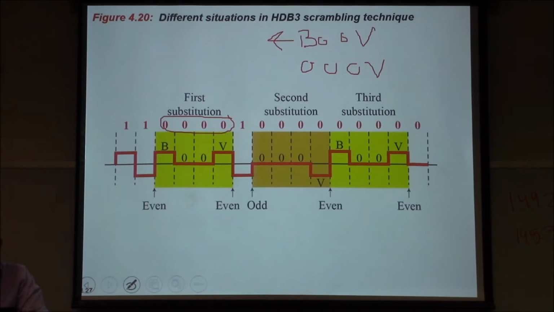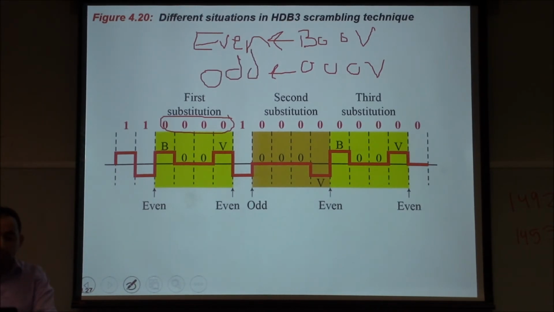It will be used when the number of non-zero polarity since last substitution is even. Again, the B00V code will be used when the number of non-zero polarity after the last substitution is even. The 000V will be used when the number of the non-zero polarity after the last substitution is odd.